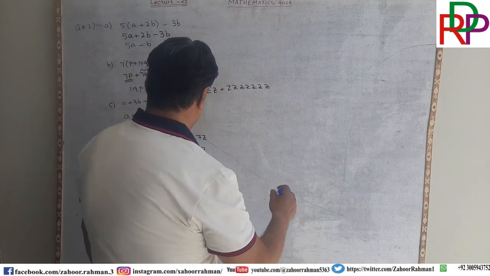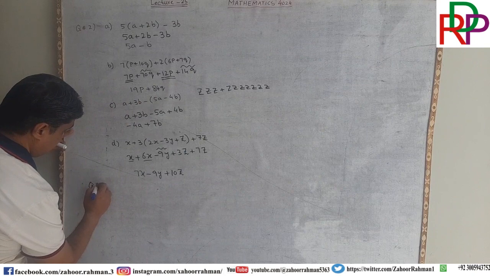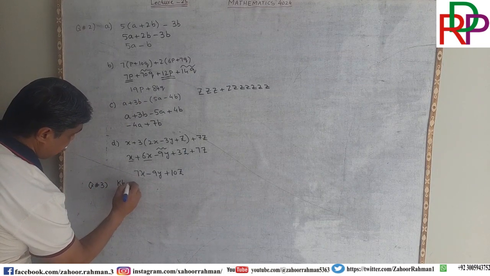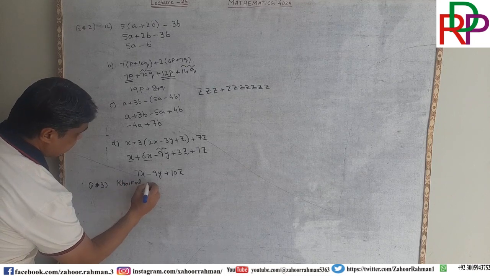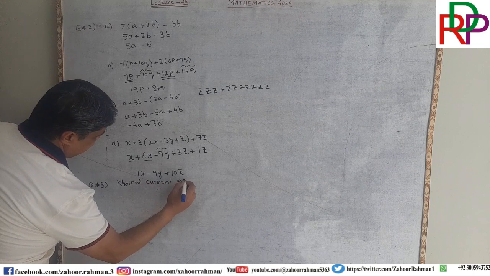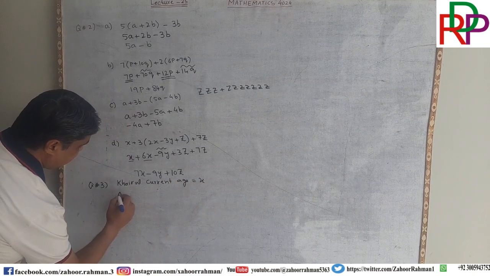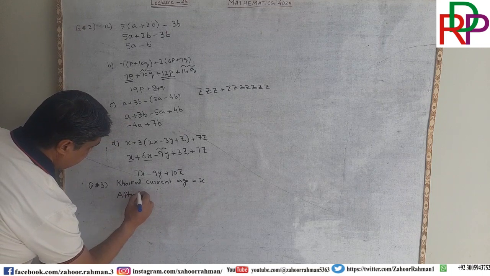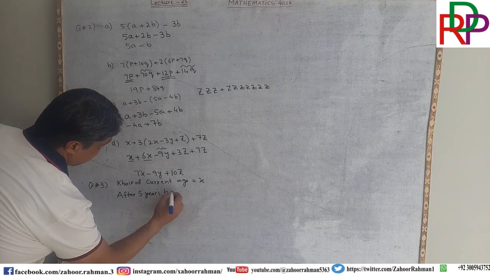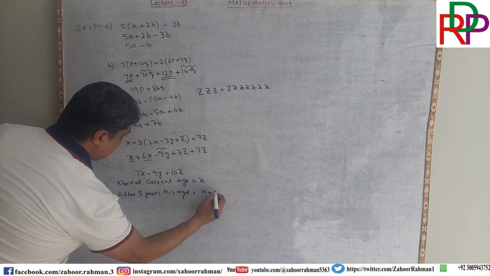Okay, let us solve this question number 3. Question number 3 is saying that Harold's current age is equal to X. After 5 years, his age is equal to X plus 5.